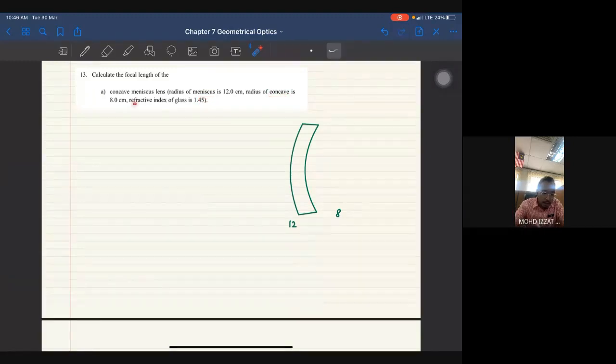Okay, the refractive index of glass is 1.45. Okay, that one is the material. So the lens is made up of the glass. So N material is equal to 1.45.